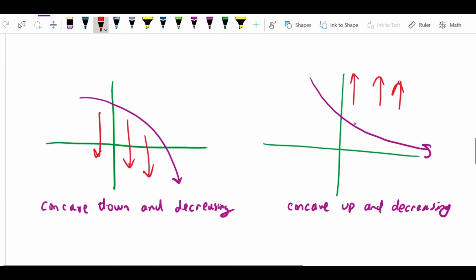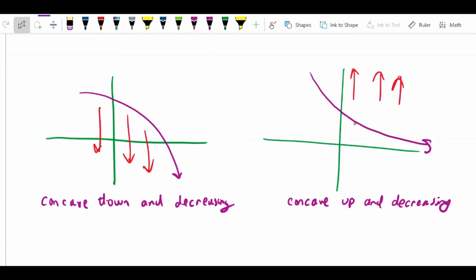Just to make this complete, I've put here examples of functions that are concave down and decreasing and concave up and decreasing. So again, it just depends on what the shape is. So when you look at the shape of a curve, you now have to ask not only is it increasing or decreasing, but is it concave up or concave down? Two entirely separate determinations about the same curve.